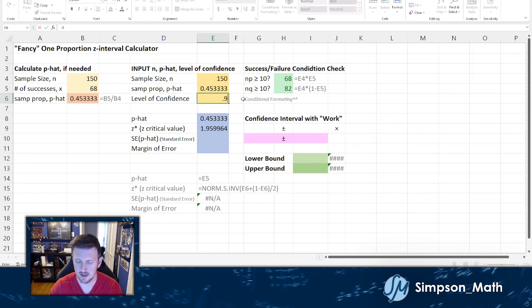Just test this, put in 0.9, 1.645, there we go. It's giving me more accurate decimal places, which is great, but I'm usually just needing those first few.